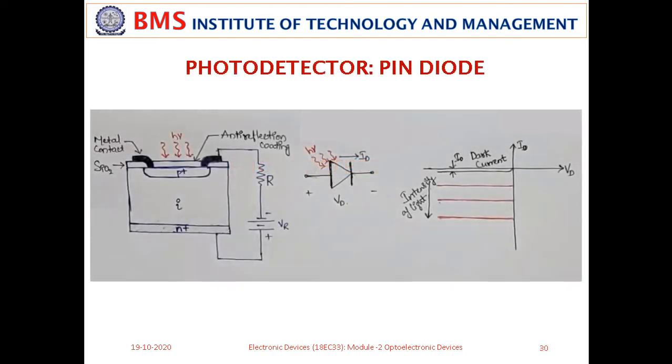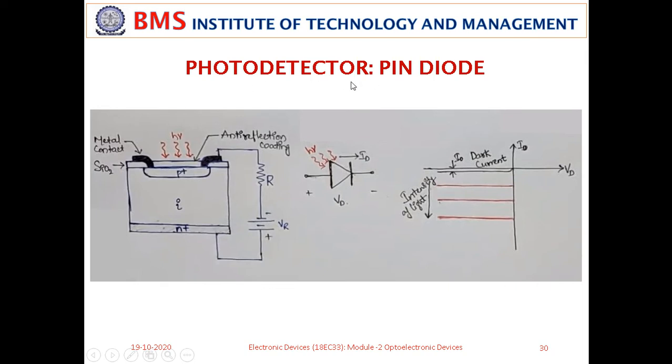Let us see the structure of a photo detector and its symbol, its characteristics. Though we have seen all together in a previous slide, specifically we are just focusing on the photodetector. So, one simple photodetector is the pin diode. Pin stands for P plus, I stands for intrinsic, and N plus. That is why this photodetector is called a pin diode.